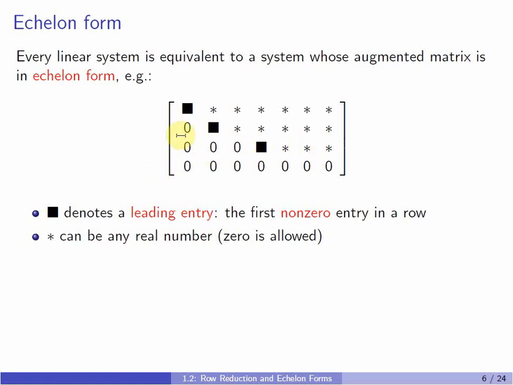In any row, the first entry that is not a 0 is denoted using this solid square. And then these asterisks, these stars, are denoting entries in the matrix that can be any number. So it could be 0, could be non-zero, any real numbers allowed. And then, of course, we're using a 0 to say that that entry in the matrix has to be a 0, right? So you have 0, 0, 0.